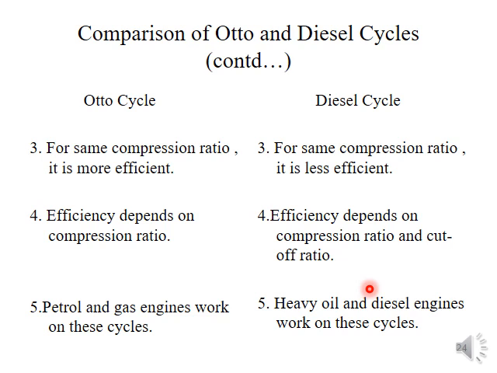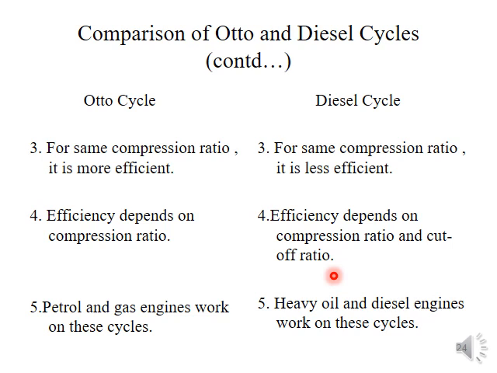So for the same maximum temperature, pressure and heat rejection, the heat supplied of the Otto cycle is less than that of the diesel cycle. If you take the point 3, we will get the maximum temperature and pressure, and heat rejection is also more in the diesel cycle.